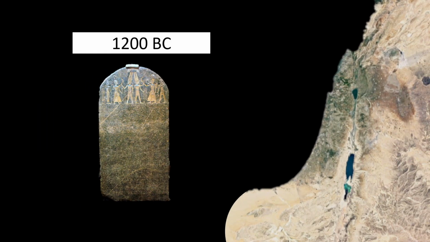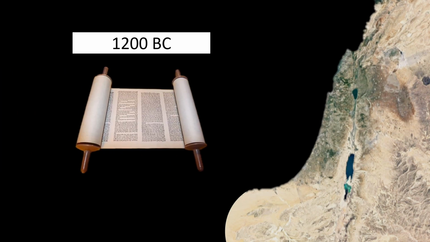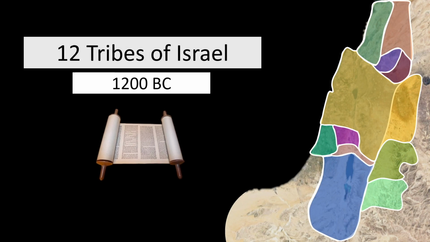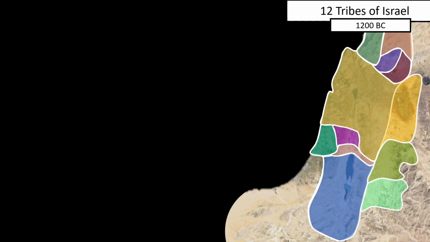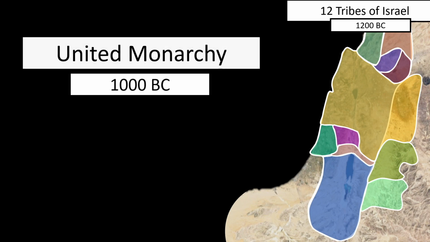Okay, so the Merneptah Stele is great, but it doesn't really tell us what's happening in Israel in 1200 BC. For that information, we need to turn to the Bible, which tells us that at this time, Israel is not united, but is rather broken into 12 tribes, known as the 12 tribes of Israel. The Bible presents this time as being very tumultuous, but all of this changes in about the year 1000, when Israel gets its first king, and we now have a united monarchy.